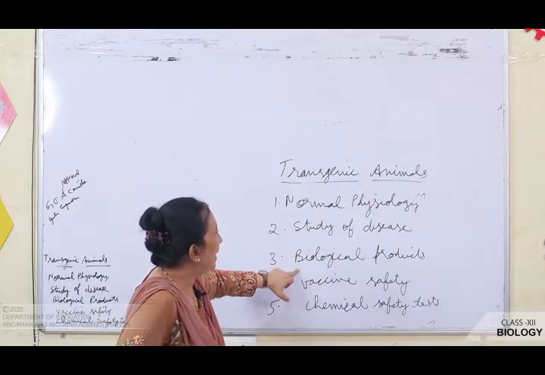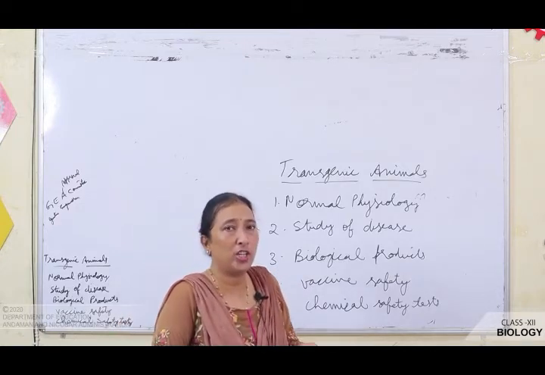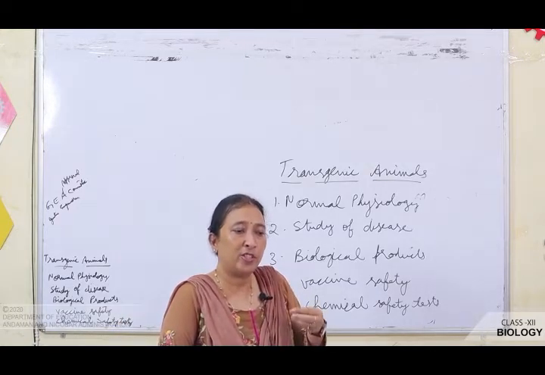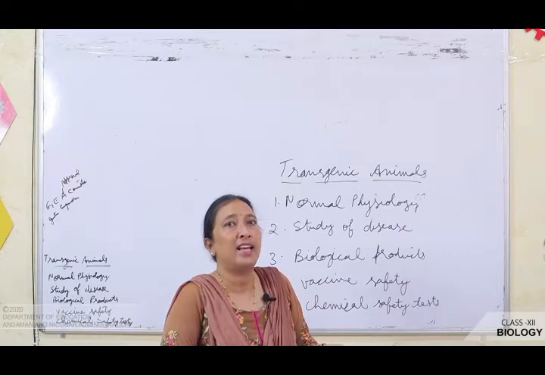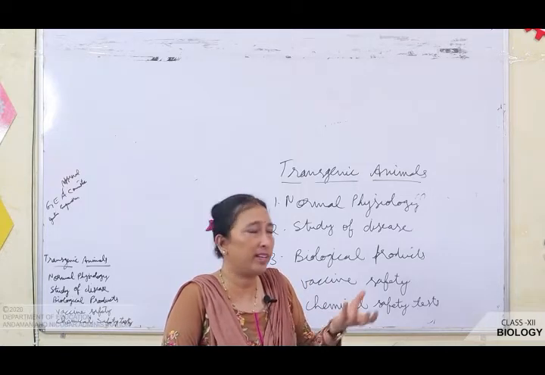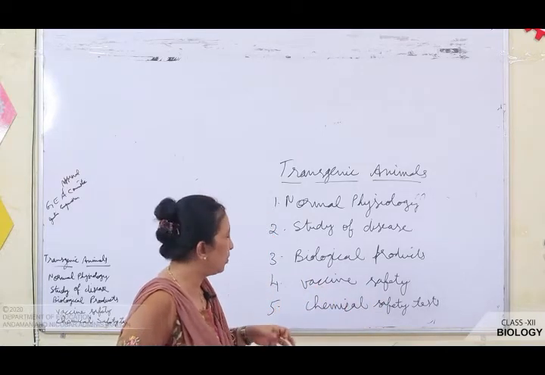Third is the biological products. We need the biological products, and they will be administered first in animals, and if they are found to be usable, then we can also use them.